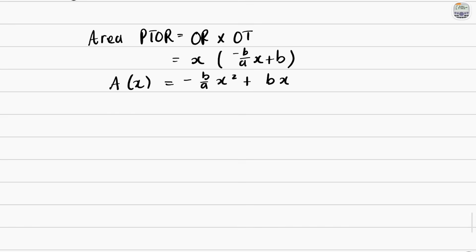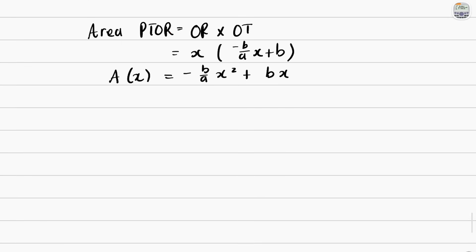We found the area. And now, how do we find the maximum area? See how this is a parabola, specifically a concave down parabola, seeing that negative b over a is a negative value. So to find the maximum of this parabola, this will happen at the turning point. And at the turning point, this is the place where the gradient is equal to 0. So that's what we're going to do. Find the gradient of this function and make it equal to 0. So A prime of x is what we're trying to find.